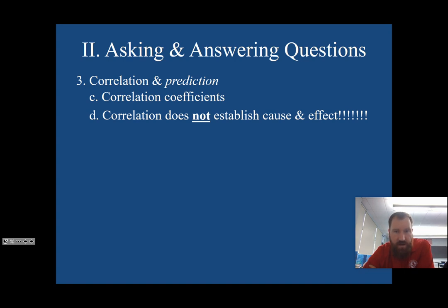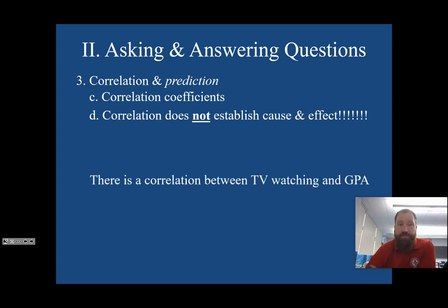We can determine what types of things cause behaviors, but correlations do not tell us that. Okay? They only tell us what the relationship is between two things that we're studying. So let's take a look at a real life example. There is a correlation between TV watching and GPA. And I'm going to pause here for a few seconds to ask you at home to think about what that correlation would be. Was it a positive or a negative correlation?